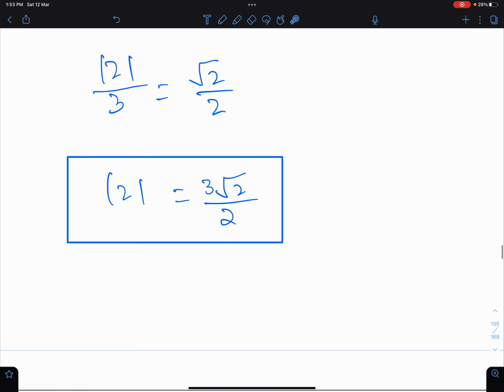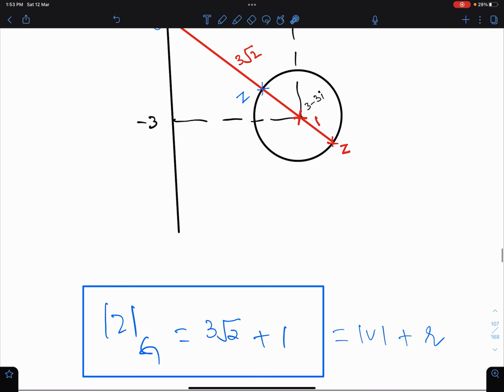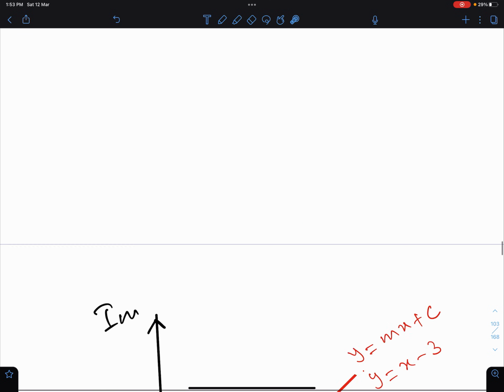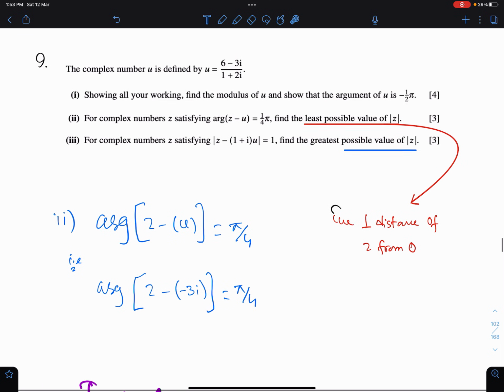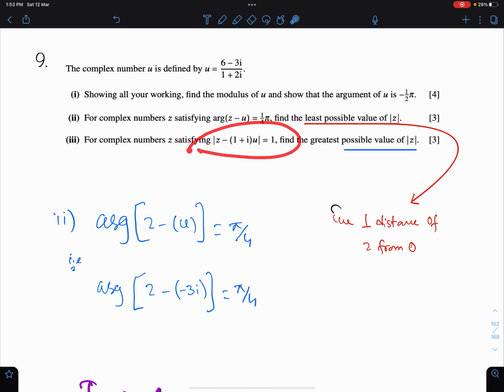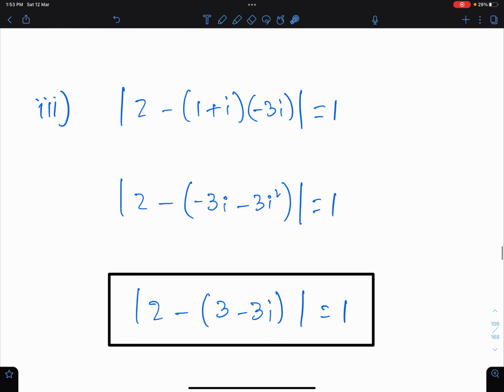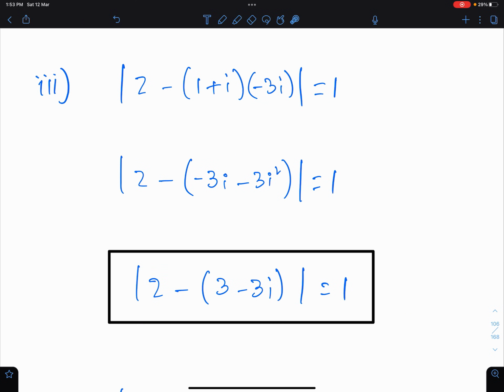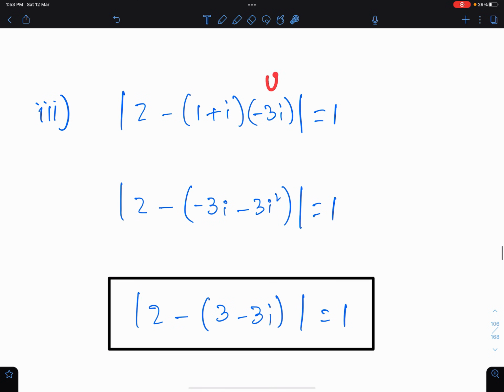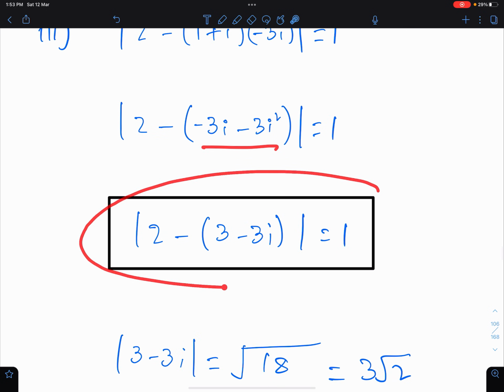Now the next part of this question is, this is the equation of circle. Find the greatest possible value of modulus z. This part is very simple. Number one, we have to simplify this equation. We had u here and the value of u is minus 3i. So by multiplying minus 3i with this, we have this, and this is the standard equation of circle.